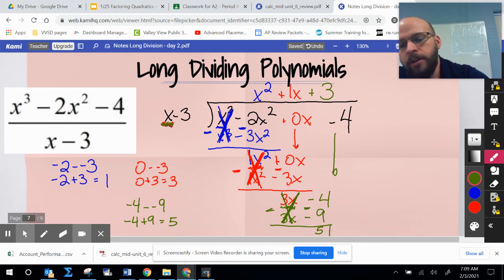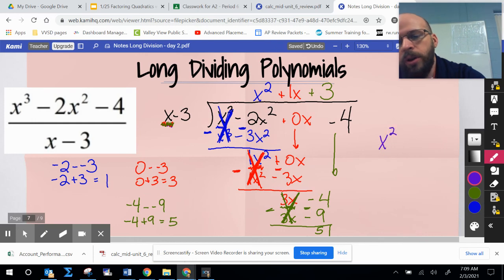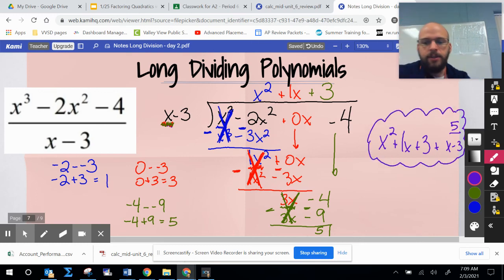So that's my remainder. So my answer to this is going to be x squared, or 1x squared, that's fine, plus 1x plus 3, plus my remainder, which is 5 over x minus 3. And ladies and gentlemen, this is my final answer.